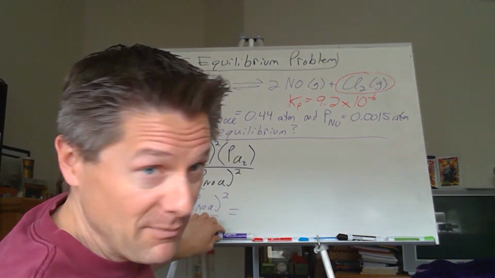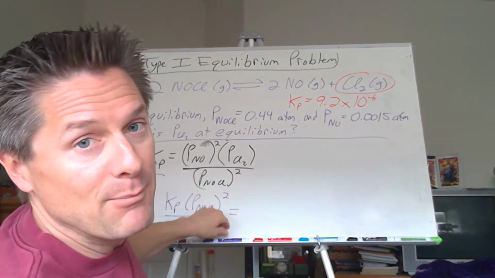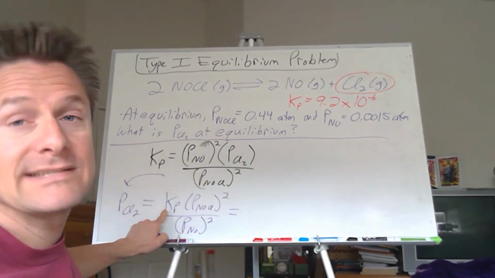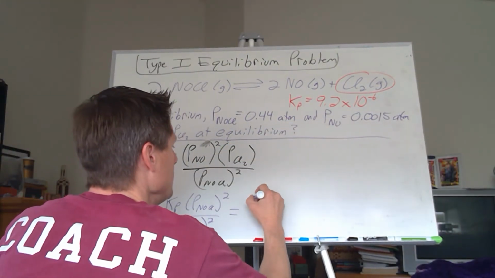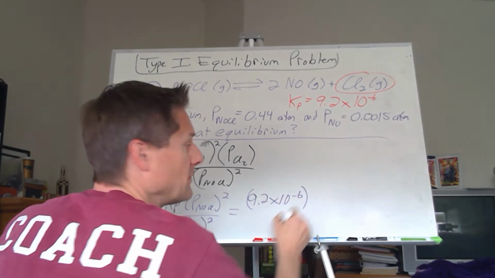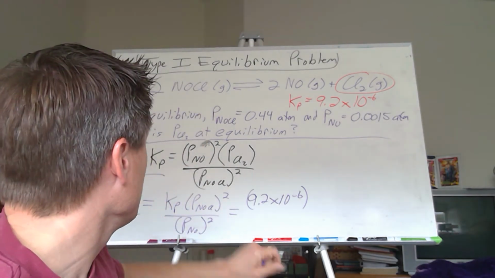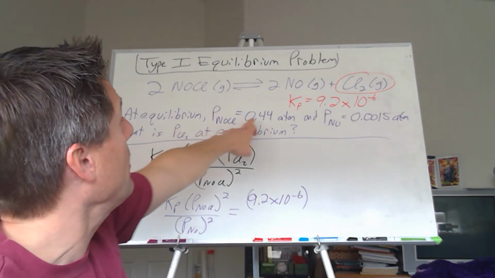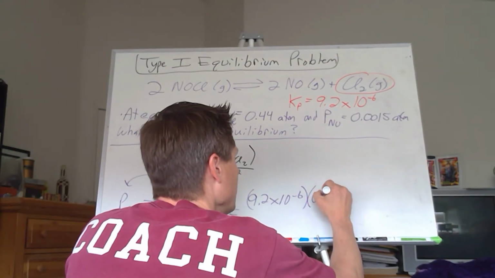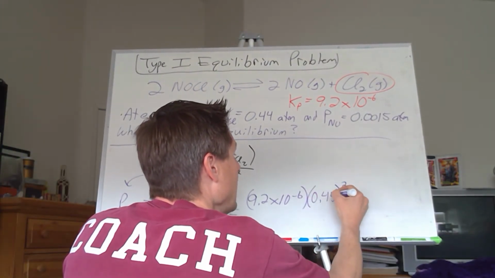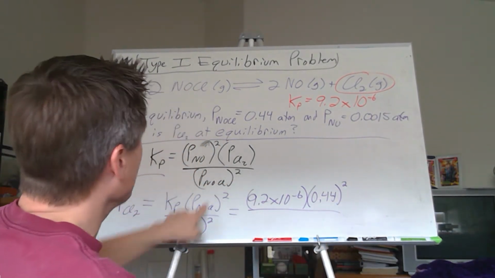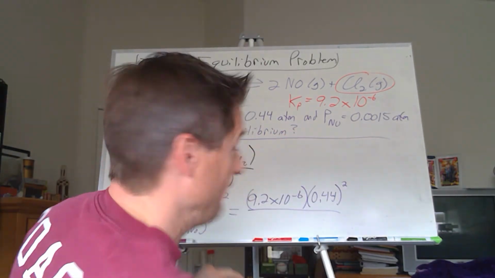Remember, algebra is a requirement for this class. And if you're having trouble with that, brush up on it because you've got lots of time now because you're stuck in your house. What's Kp? Well, it's 9.2 times 10 to the minus 6. Remember, no units on K values. And then the partial pressure of NOCl was 0.44 atmospheres. You don't even have to put the atmospheres in there. So let's put 0.44, and remember, we've got to square it. Let's divide that by the partial pressure of NO, which is 0.0015.